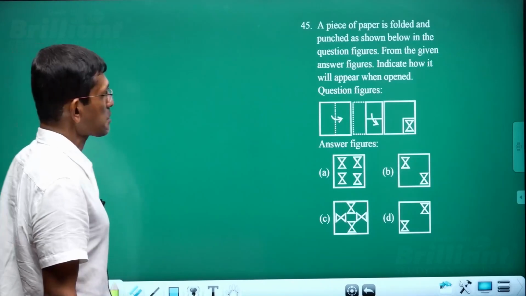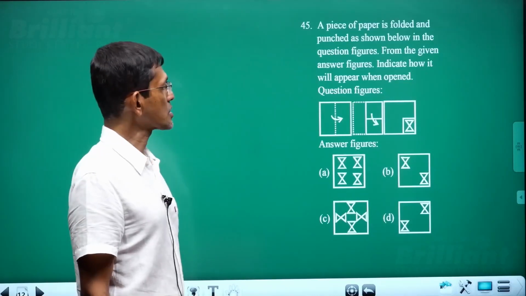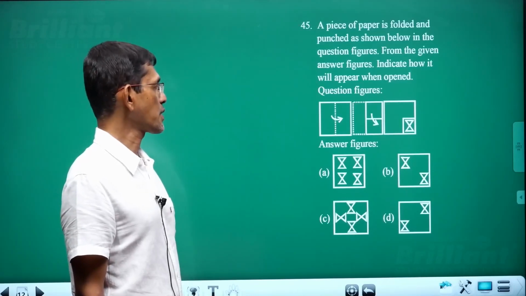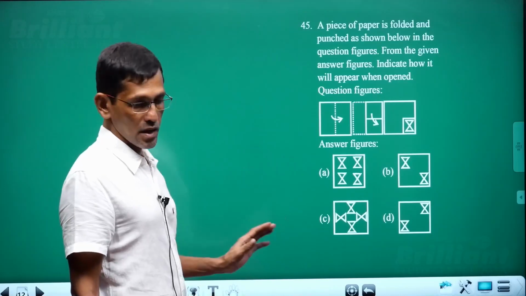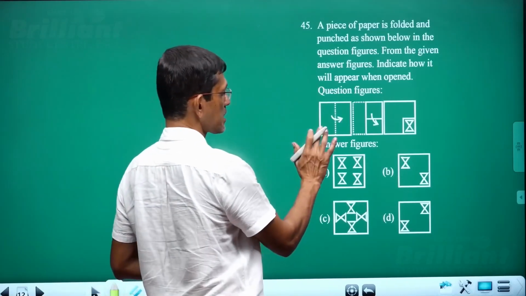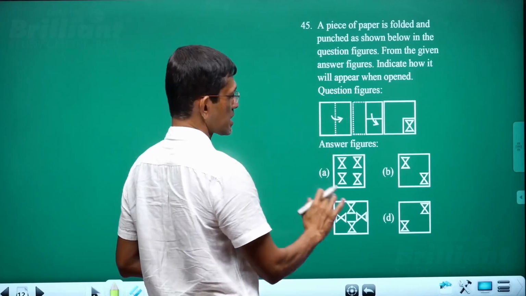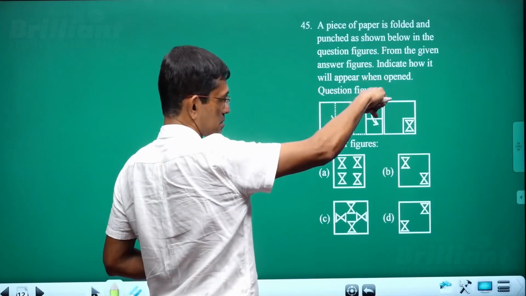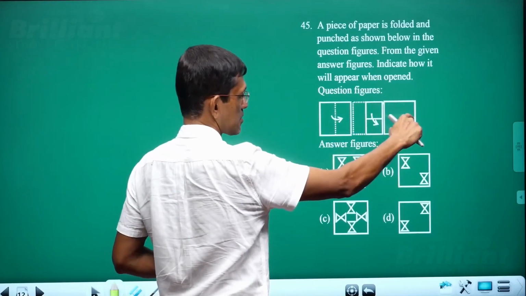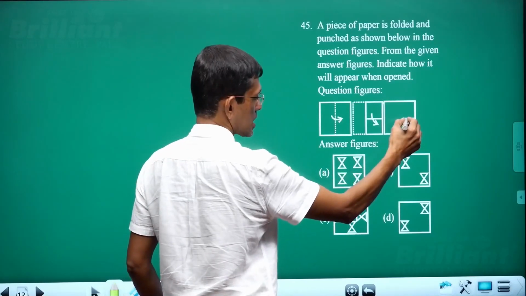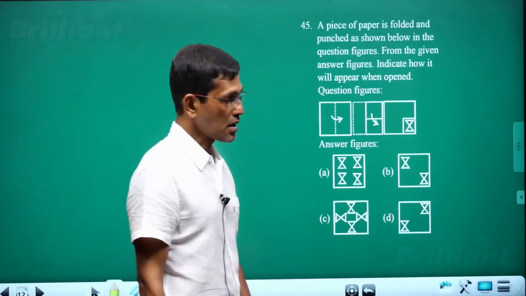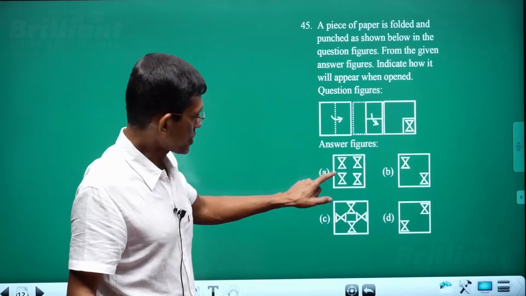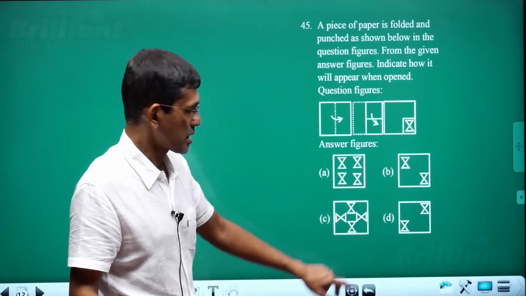Now a piece of paper is folded and punched as shown in the question figures. From the given answer figures, indicate how it will appear when opened. So this is a square paper folded from this part. This part is folded towards the right, so you get only half of this. Then the top part of that piece is folded, so we get a portion like this. Then a hole is cut in this shape. And once that paper is opened, what can you expect? Is it answer choice A, B, C or D?